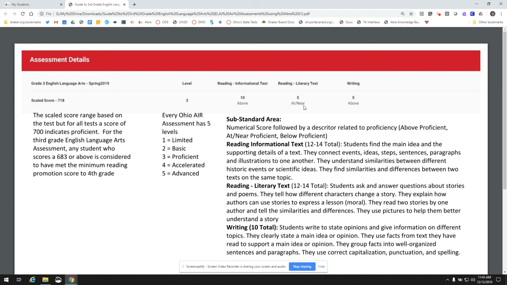So that's how you use the information in Abre to understand what this score means. If you have any other questions, please feel free to reach out to your child's teacher or principal, and they can help with some of the more detailed interpretations and what the scores mean.